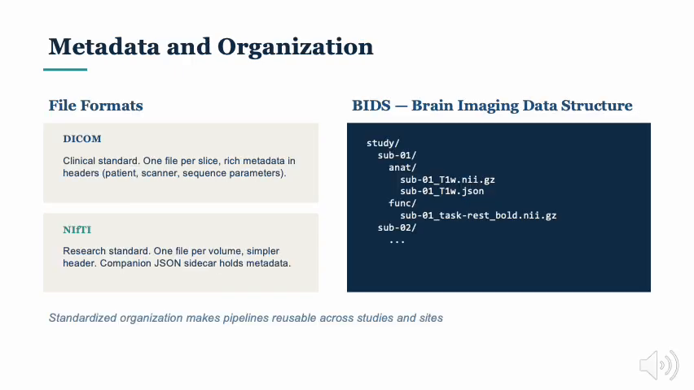In this slide, we will talk about how data should be stored. DICOM is the clinical standard, one file per slice, with rich metadata in the headers covering the patient, scanner, and sequence parameters. NIfTI is the research standard, one file per volume and a simple header, with metadata kept in a companion JSON sidecar. On top of these, BIDS, the Brain Imaging Data Structure, gives us a standardized folder layout, as you can see in the example here. This standardization is what makes pipelines reusable across different studies and sites.